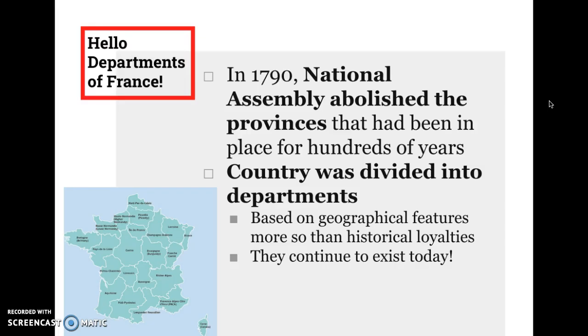The other thing the National Assembly did that we have to know is they abolished the ancient provinces that had been in place for hundreds of years in France, and the country was divided into départements. And that's important because it divided the country based on geographical features, not really historical loyalties. France used to be divided by noble families and rich families. And fun fact, these are still the regions of France that exist today.